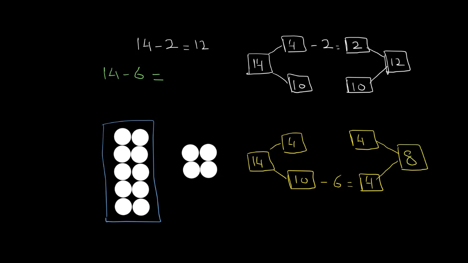The way we think about it is actually that we are crossing off 6 of these, and now we're going to be left with 8 white circles, 4 from the 10 and 4 from the ones place. Okay, so this is how we can subtract.